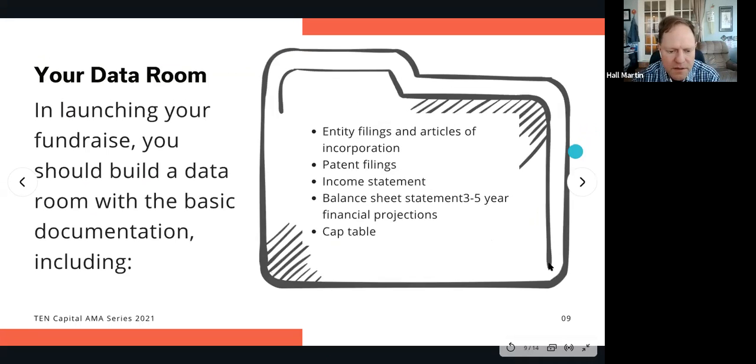In the next one, let's talk about your data room. When you go out to raise funding, you need to build a data room, or what I often call a diligence box. It's the standard documents that most investors will look for in doing diligence: entity filings, patent filings. And what you see here is what you normally put in these. If there are other documents that are relevant, such as lawsuits, buy-product breakdowns, buy-customer breakdowns, anything relevant should also be included in it.